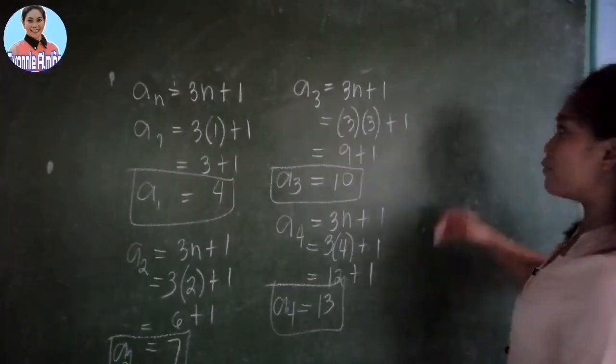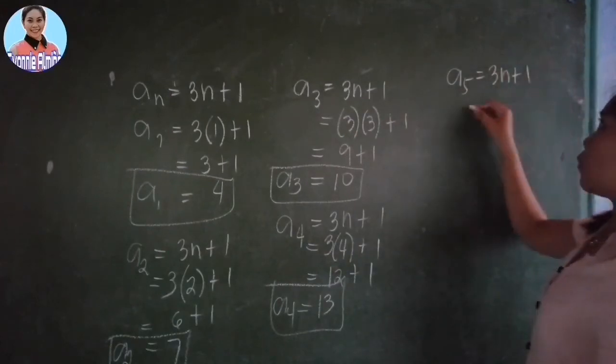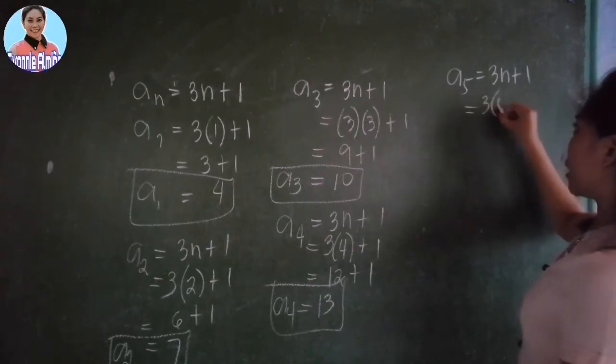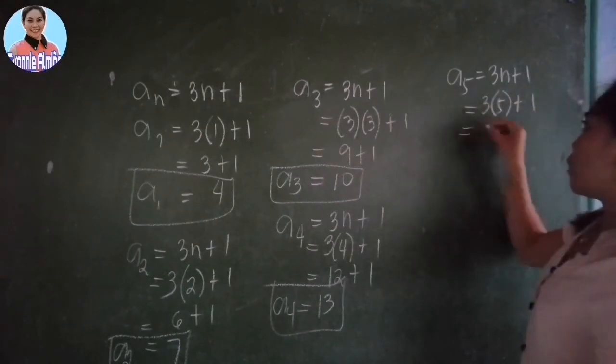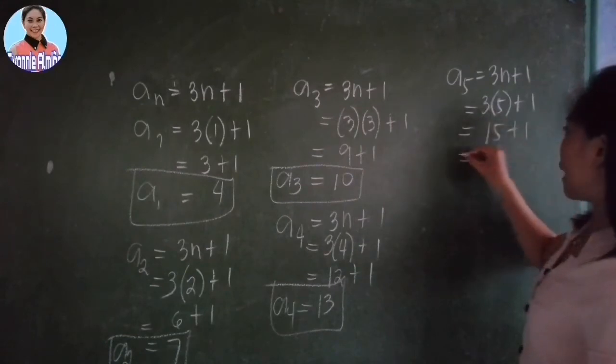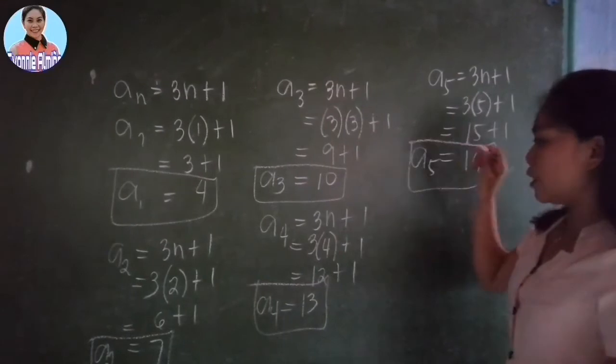Okay, now let's have a sub 5 is equal to 3n plus 1. Let us substitute n, of course, by 5. So 3 multiplied by 5 plus 1. 3 times 5 is 15. Plus 1, you have 16. So a sub 5 is equal to 16.